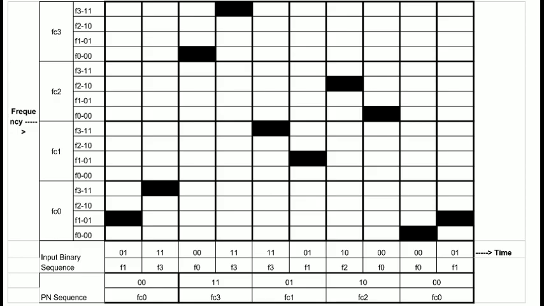In the ninth instant, we have 0 0 as input binary sequence and 0 0 as PN sequence. So in FC0, mark the F0 frequency. In the last, or tenth, instant, we have 0 1 as input binary sequence and 0 0 as PN sequence. In FC0, mark the F1 frequency. Like this, we represent the graph of frequency versus time for the slow FHSS system.